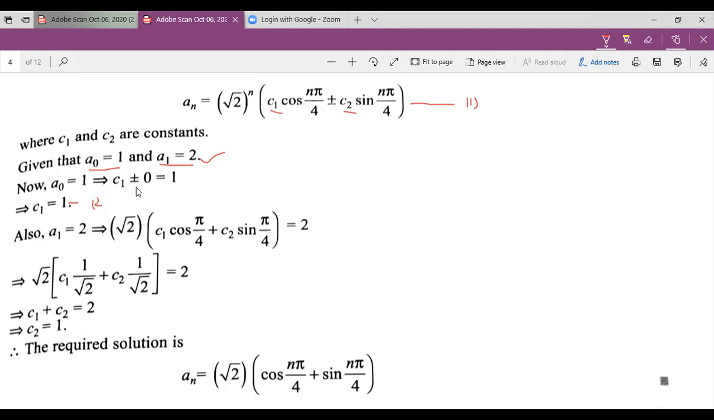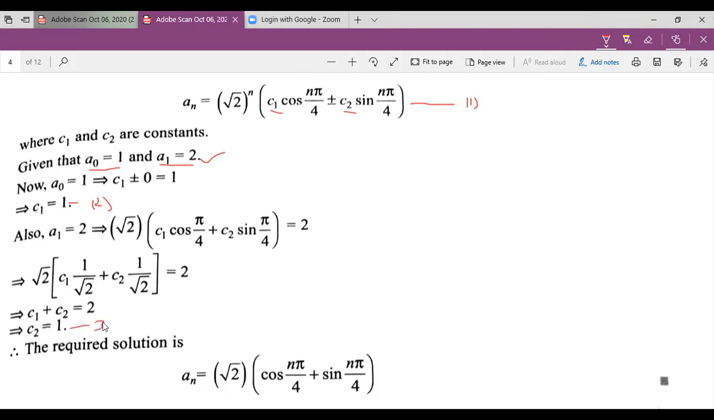Now put n is equal to 1 in equation 1. a_1 is equal to 2. So 2 is equal to root 2 into (C1 cos pi by 4 plus C2 sin pi by 4). Cos pi by 4 means 1 by root 2, and sin pi by 4 means 1 by root 2. So the equation is C1 plus C2 is equal to 2. From equation 2, C1 is equal to 1, so C2 is equal to 1. So C1 is equal to 1 and C2 is equal to 1.